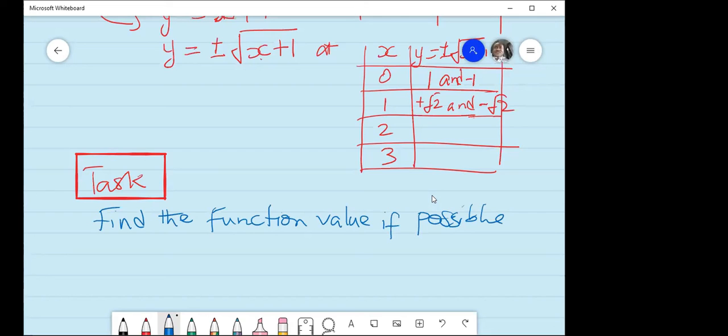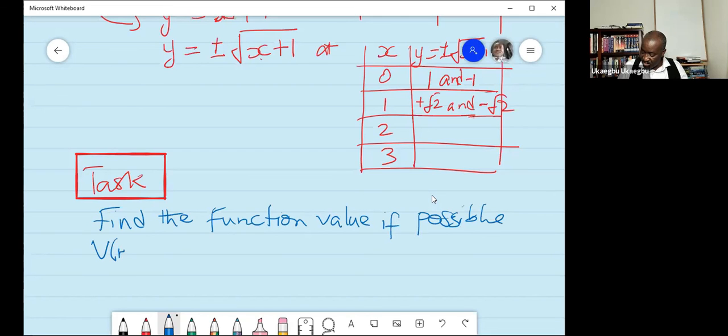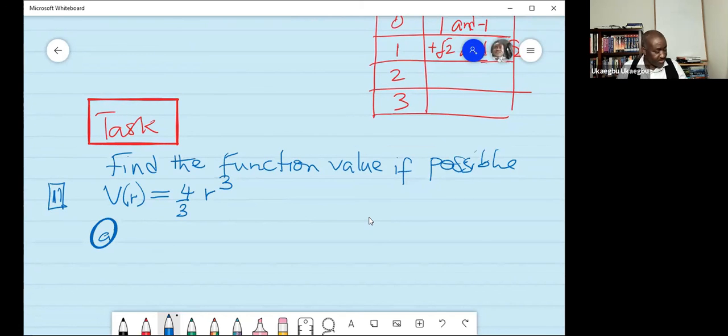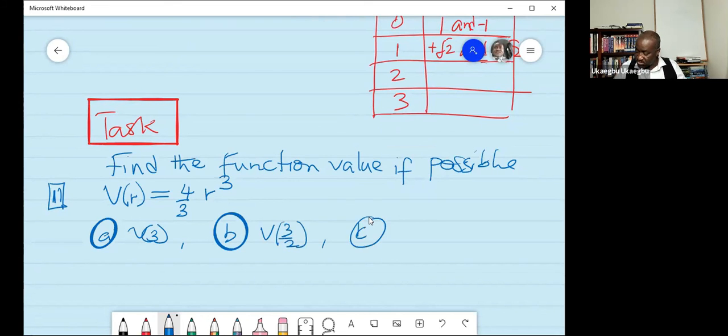So here's the relationship. V of r is equal to 4/3 pi r cubed. And then you have, this is problem number 1. So you have 1a. 1a is V of r. B is V of 3/2. Then C is V of 2r. Who remembers this formula?